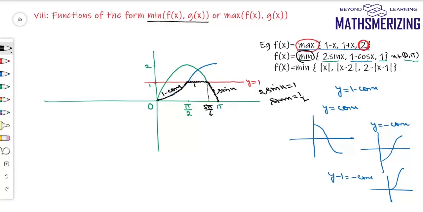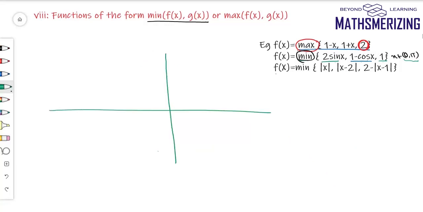Now I'll take the third example. So the third example is f(x) equals the minimum of mod x minus 2 and 2 minus mod of x minus 1. So first I'll draw the graph of mod x. So that's the graph of y equals mod of x.